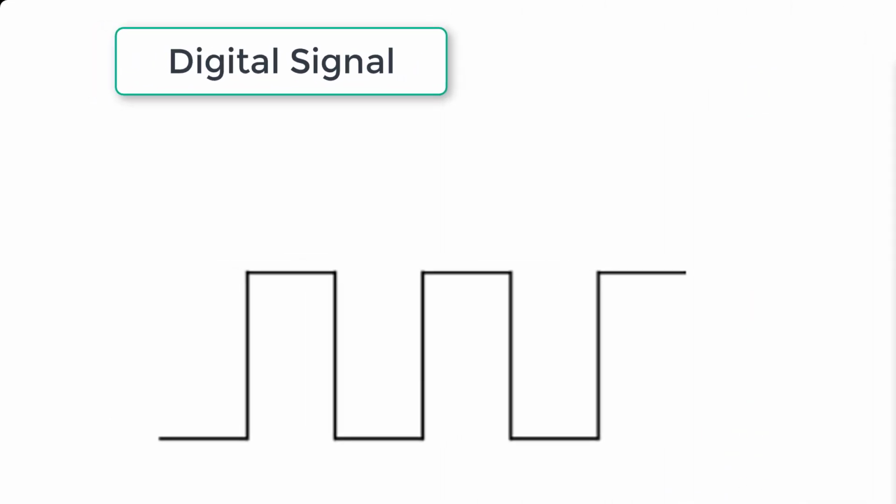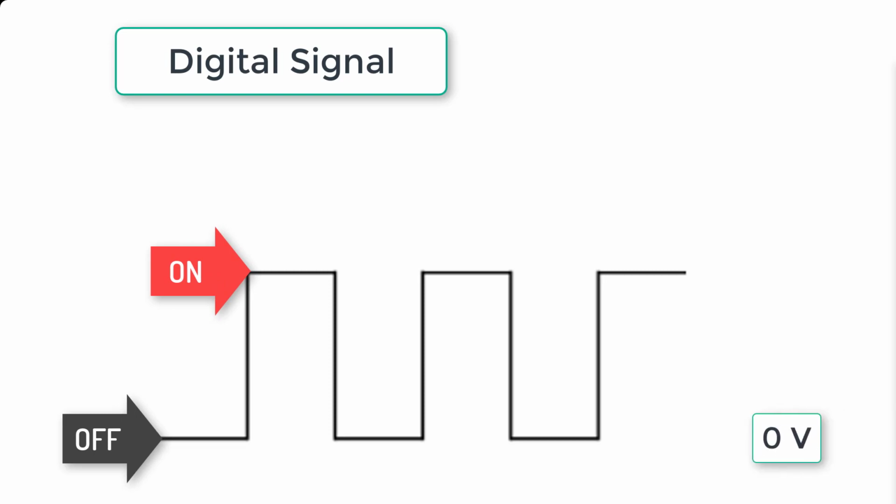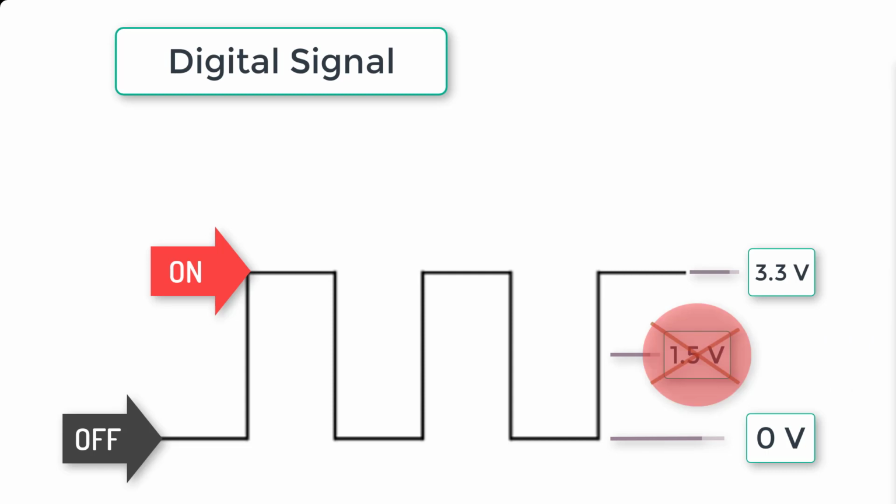A digital signal only has two states. Those states are either off or on. They could also be represented electrically. The off state could be 0 volts and the on state 3.3 volts. The two states of 3.3 volts and 0 volts are the only states that a digital signal can be set to. There is no in-between state that would represent 1.5 volts.